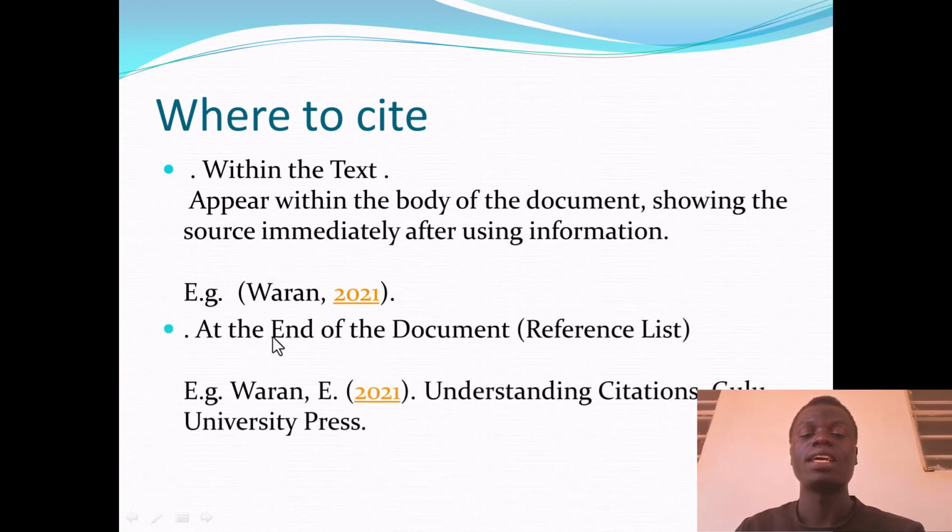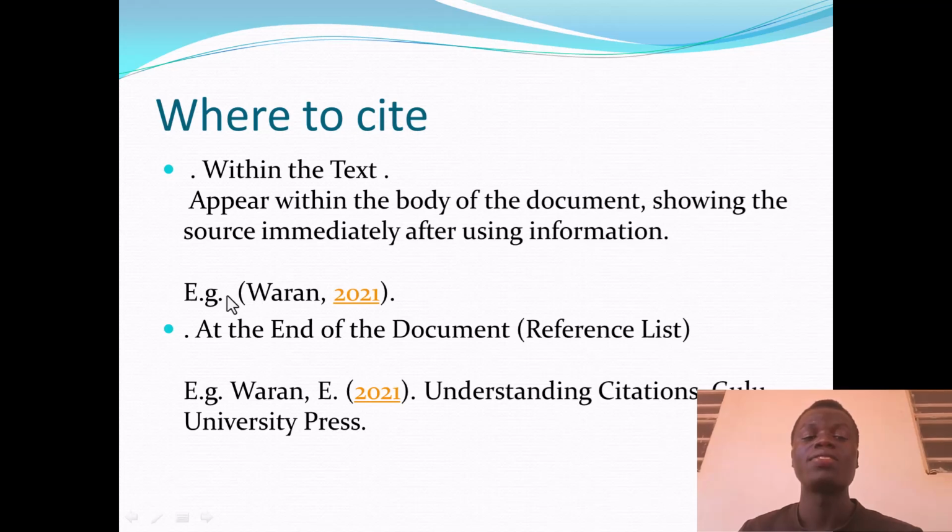Now let us look at the end of the document. When you are citing at the end of the document, that becomes a reference list. When you are including a reference list, you have to include all the details that are contained in that article or journal.